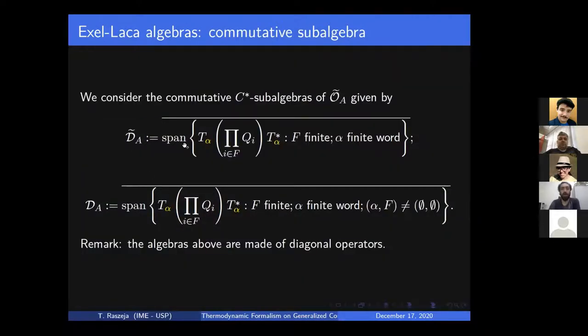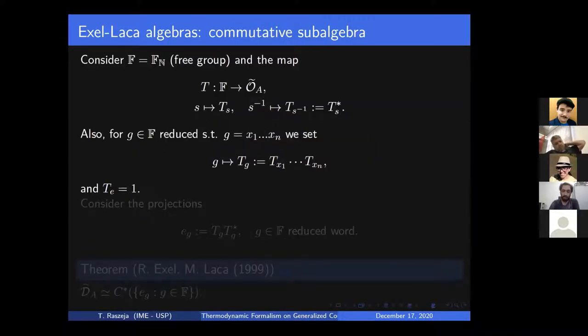In particular, there's a sister subalgebra here, which is made of diagonal operators, when you force the two words here to be equal. In particular, you do this for both OA and OA tilde. And this is when the generalized Markov shifts are born. We will see this further in the next slides.